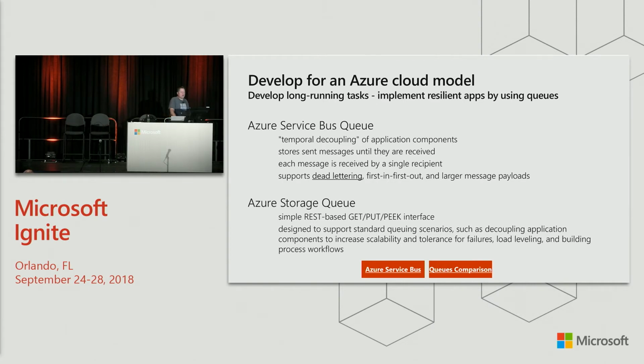So developing long-running tasks, we want to look at our queuing options on the platform. There are essentially 2 different queuing options that we're going to look at: the Azure Service Bus queue and the Azure Storage queue. Understanding the differences between these is critical when implementing applications, especially if you want a first in, first out queue. We want a queue that supports first in, first out. We're only going to choose Azure Service Bus queues.